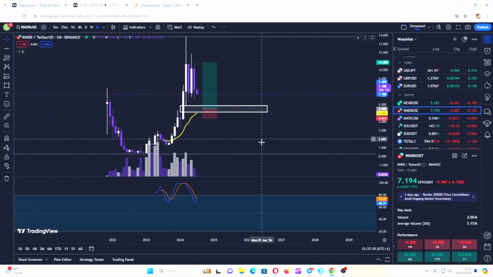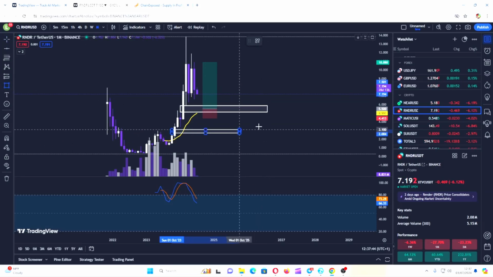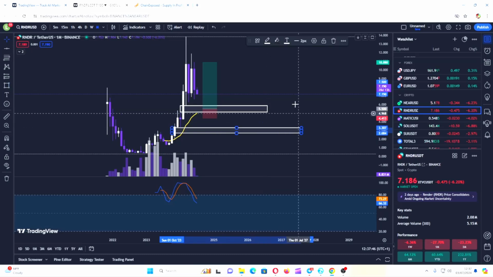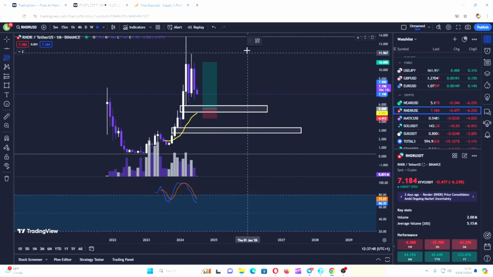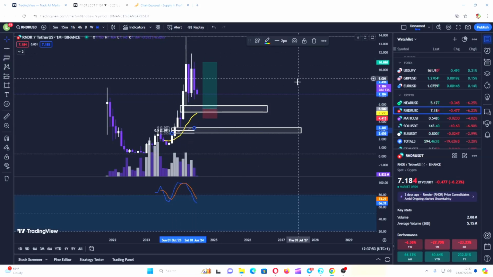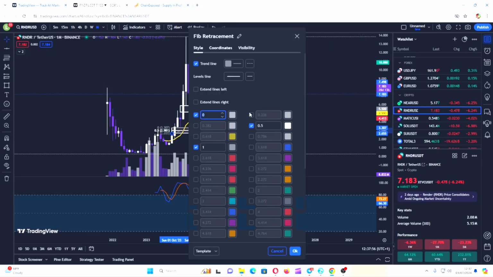RNDR, I've got something similar going on here. We have another bullish fair value gap here. So the fib, if you want to create your own fib where it's a midpoint fib, normally on a normal fib you'll have them selected. So all you're going to do is deselect all of them. You're going to keep the 0.5 level, the 1 and the 0 level.